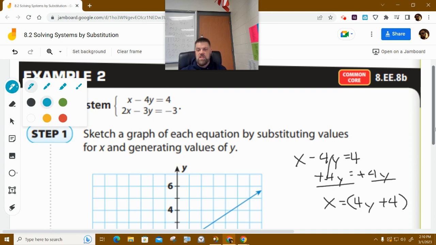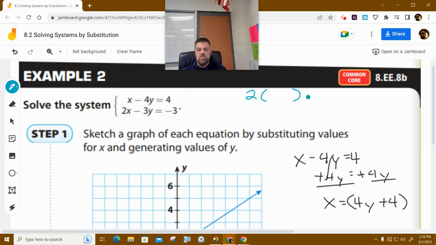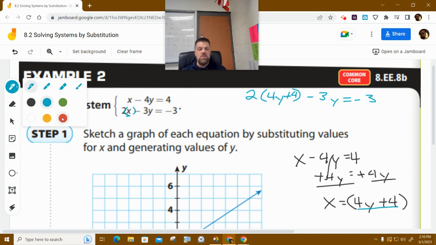So my second equation is 2 times x minus 3y is equal to negative 3. Because it says right here, it says 2x, right? But instead of plugging in x, x equals 4y plus 4. So I'm going to say, all right, well, let's just do this. I'm going to substitute in 4y plus 4. Now what do I do? Raise your hand if you know. Yeah. You're going to push the 2 through the parentheses.